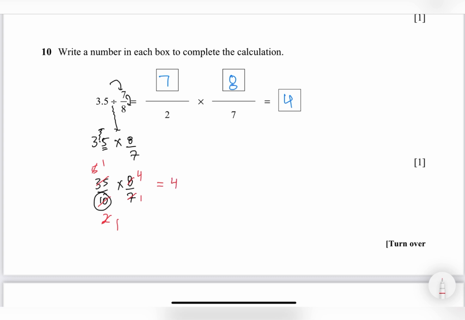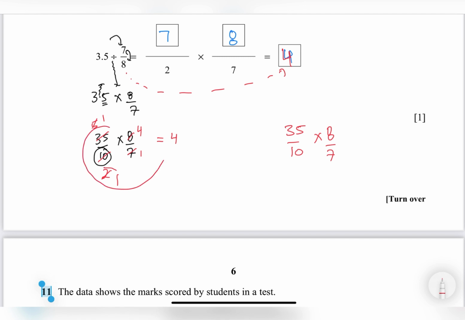Okay, so we can jump directly onto this one. We know the answer is 4. All right, now listen. It was like this, 35 upon 10 times 8 upon 7. Remember this step? Think about it. Now I need 7 here and 2 here. So what I will do is 5 times 2 is 10, 5 times 7 is 35. Yes or no? So I will remain with 7 upon 2 times 8 upon 7.